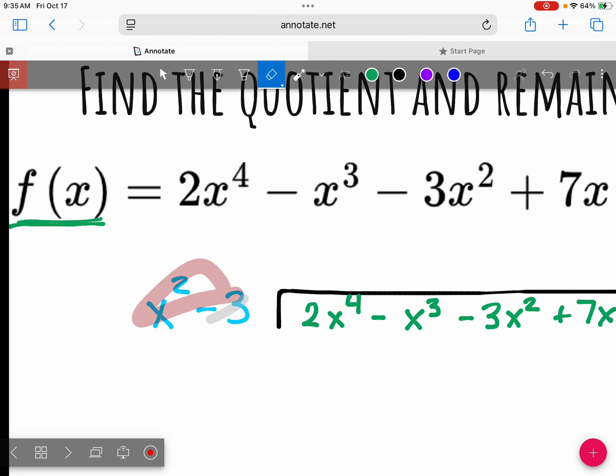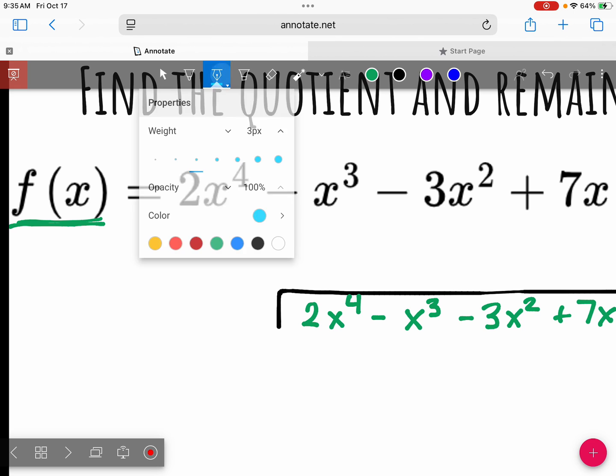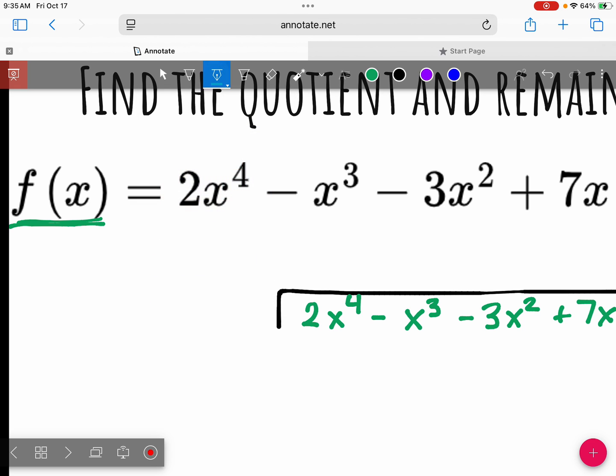Oop, that's not the eraser. I'm gonna make that slightly darker. That just felt really pale. Thank you. Cool, cool, cool. Oh, it is right now.